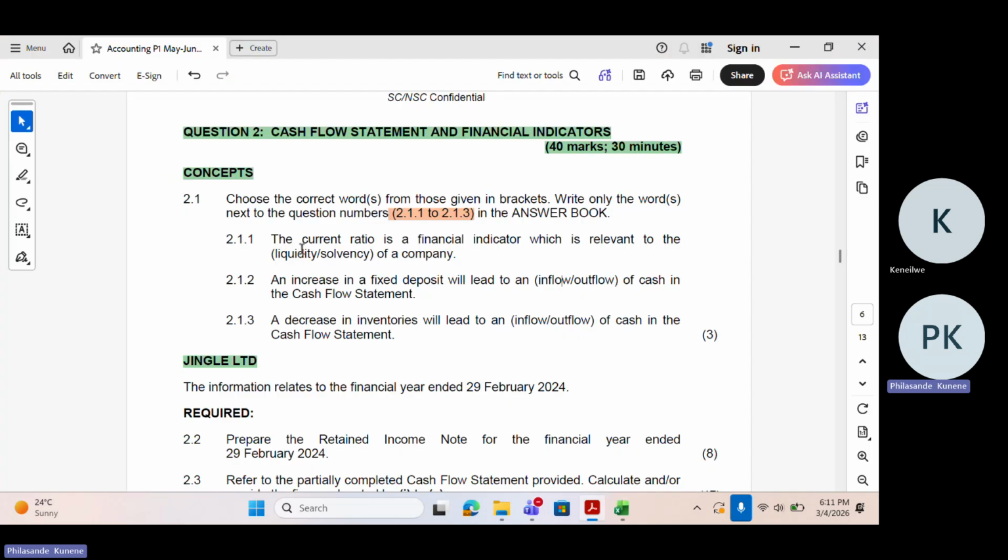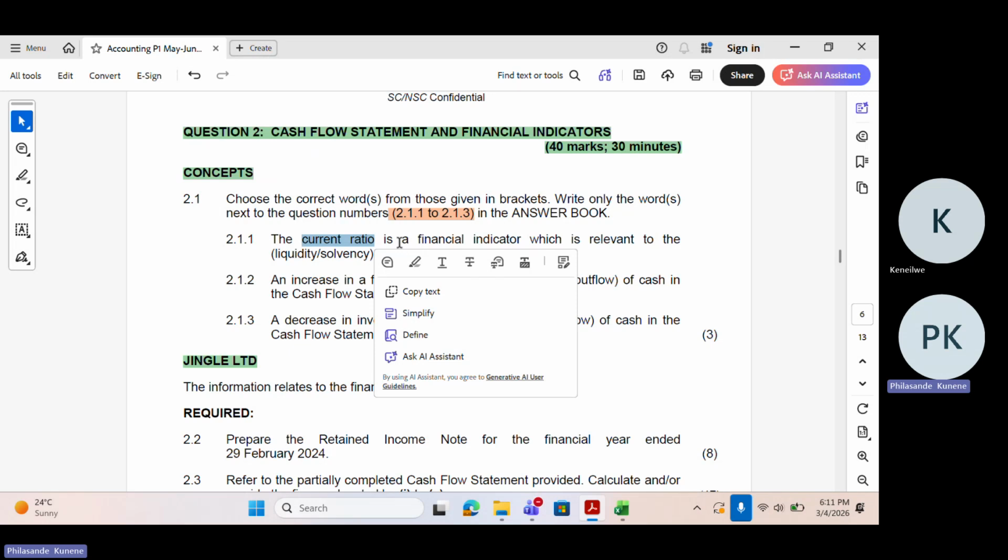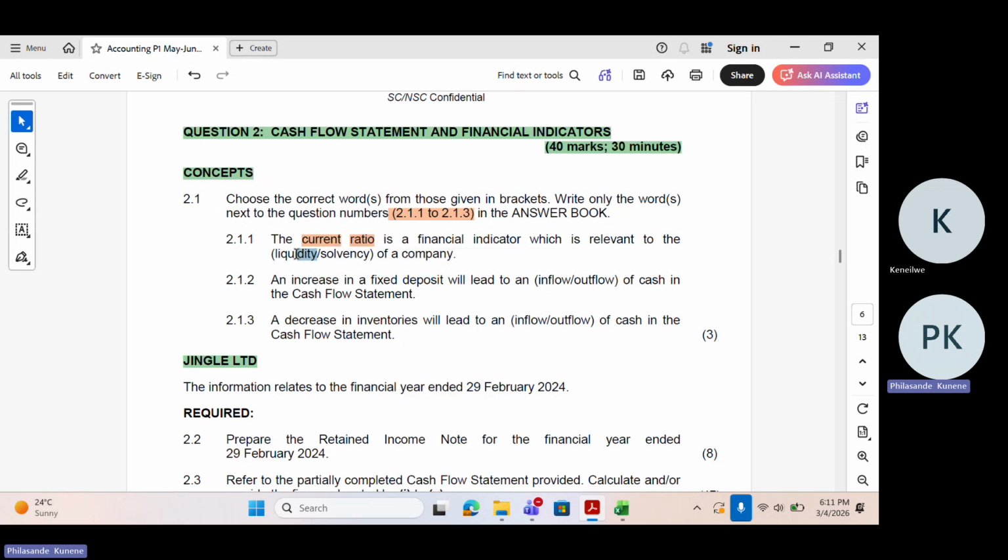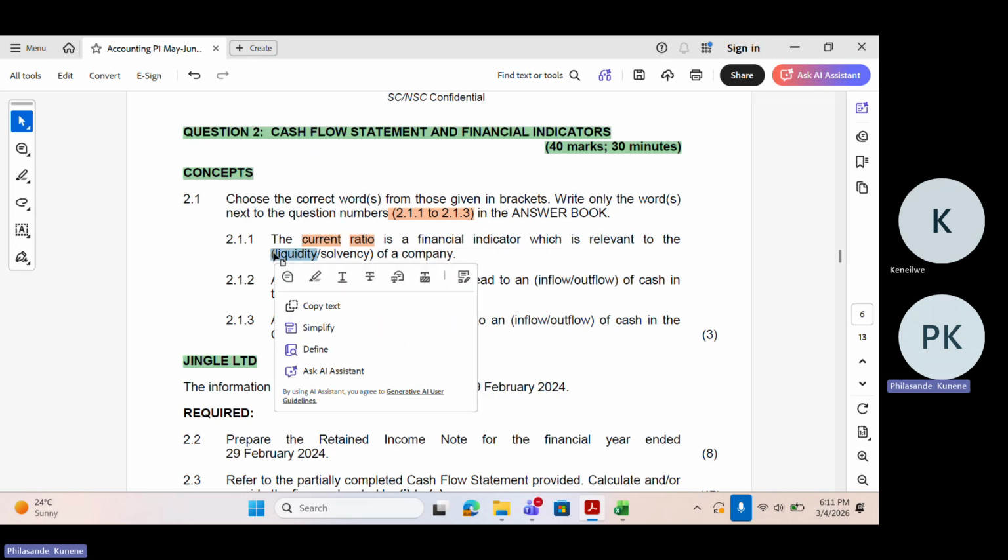Okay, 2.1.1. They're saying here the current ratio is the financial indicator which is relevant to the liquidity or solvency of a company. Which one are we choosing between the two here? Liquidity. Current ratio goes with the liquidity. Yes. What is the liquidity? What does the liquidity mean?